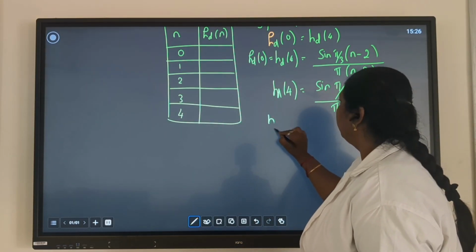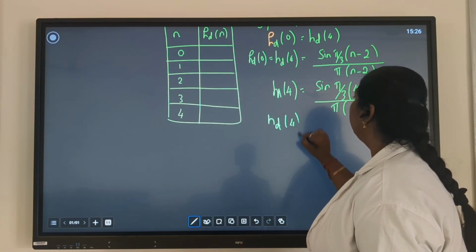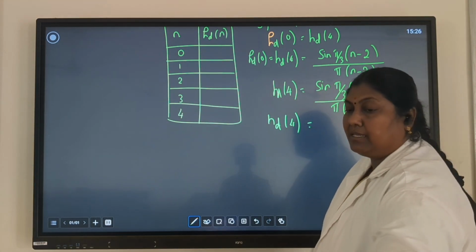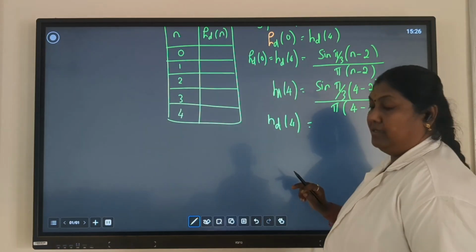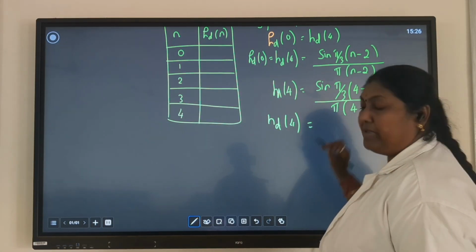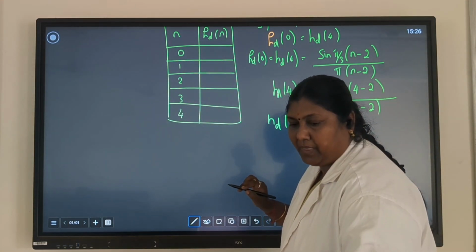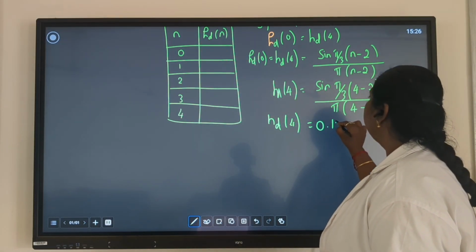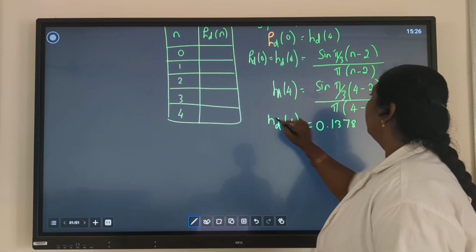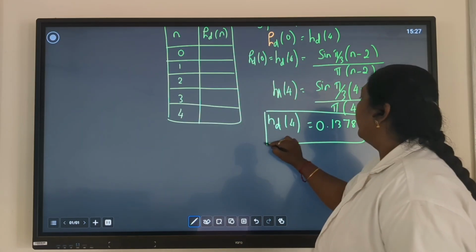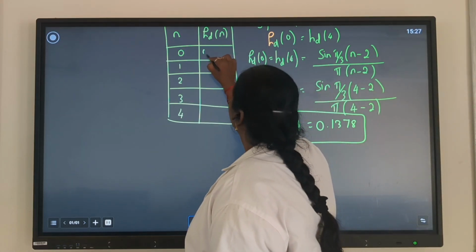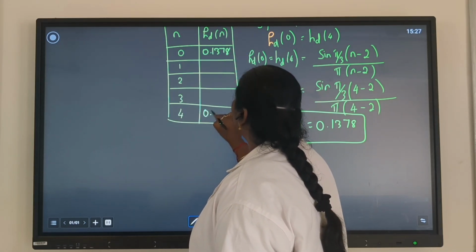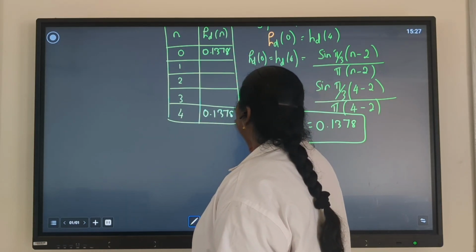So hd of 4 is equal to, using calculator, I can find the value of this, sine of pi by 3. So I am getting a value as 0.1378. So enter this value 0.1378 here and 0.1378.